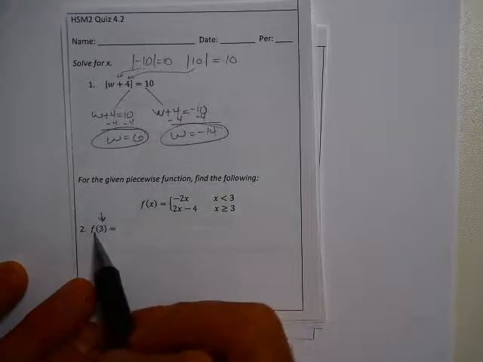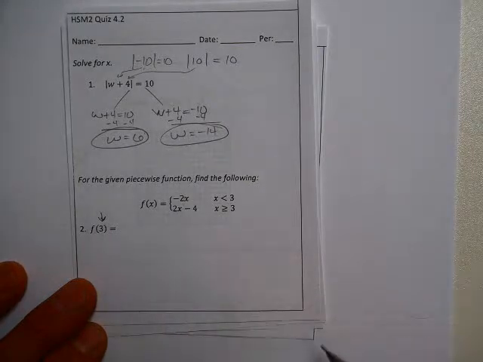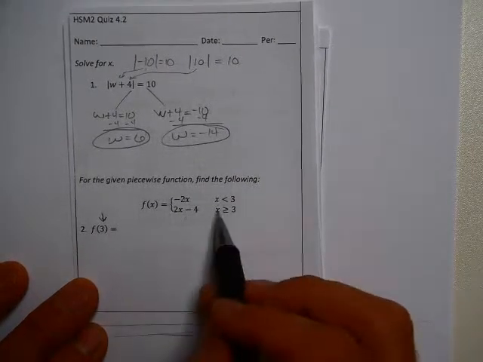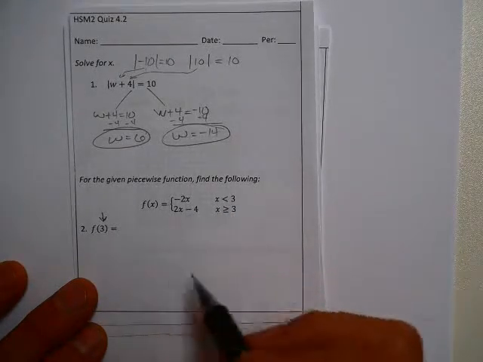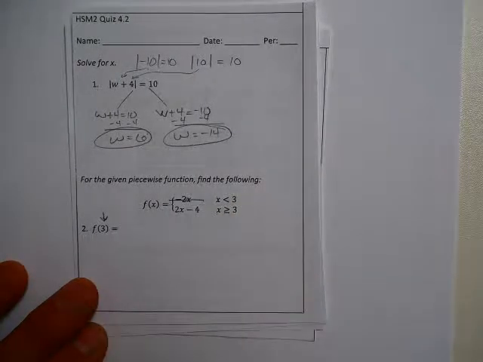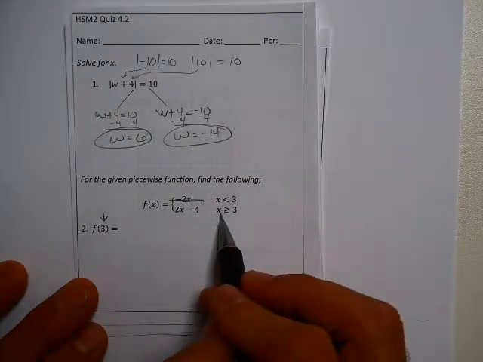Well, the first thing a student has to do is decide which of these two parts of the piecewise function do I plug the 3 in. Do I plug it in where 3 is less than 3? No, because that's a false statement, so I'm not going to use that. 3 is greater than or equal to 3? That would make a true statement.